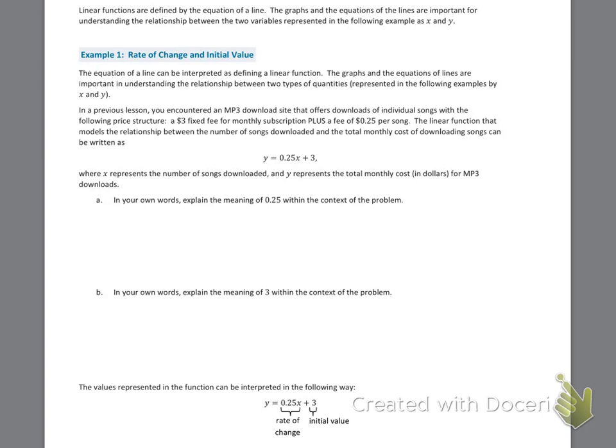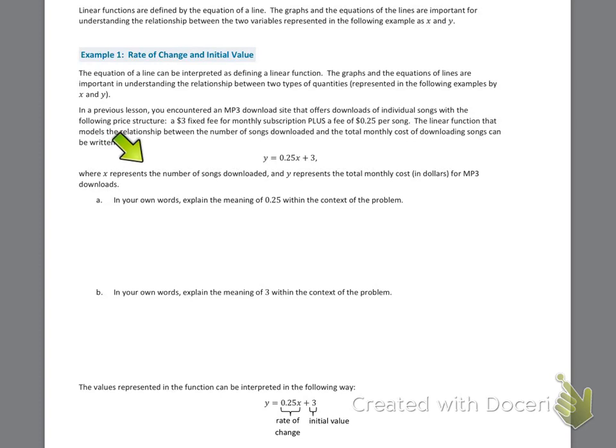Okay, so this example 1 is an example from our previous lesson, and it is the MP3 download site that offers a service of downloading songs, and you pay $3 per month for the monthly subscription, and then in addition to that you pay a fee of 25 cents per song. So the linear function that models that relationship is given here, and we talked about that in the last one, and I believe we graphed it. So it's this one right here. I know this is small on the screen, but you can see it on your classwork.